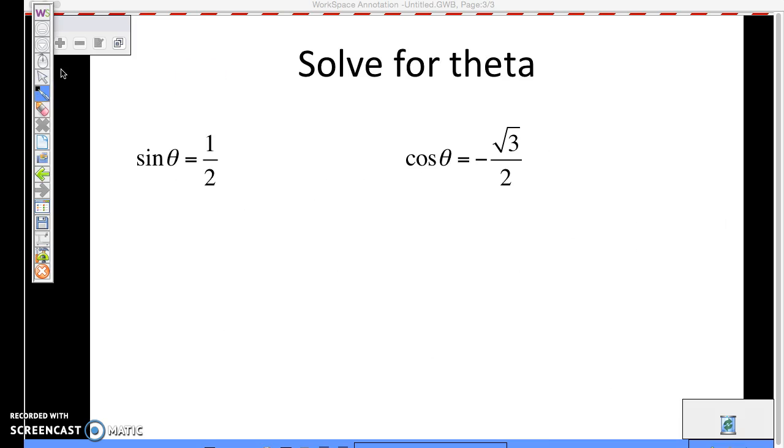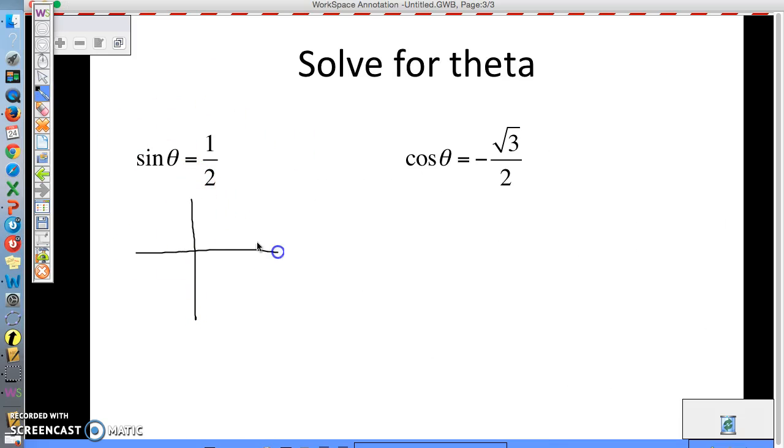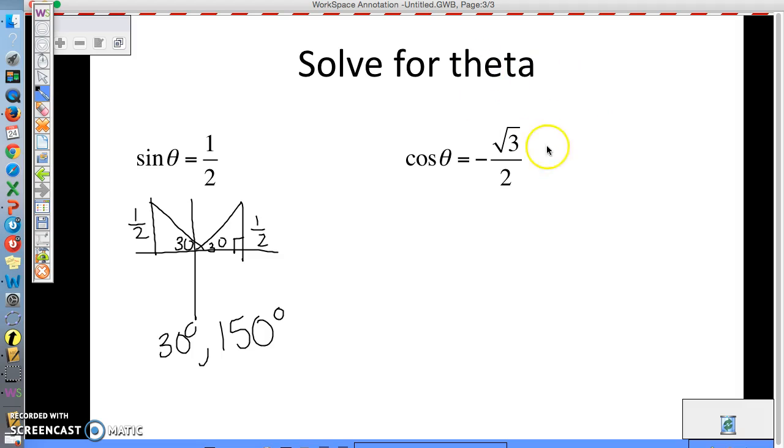So we're asked to solve these. This is like what we did from yesterday. Our sine is 1/2. So our y value is 1/2. There's two places where that's 1/2. So 30 and 30. And if it doesn't say, we could solve in degrees. So this is 30 degrees, and this is 150 degrees.